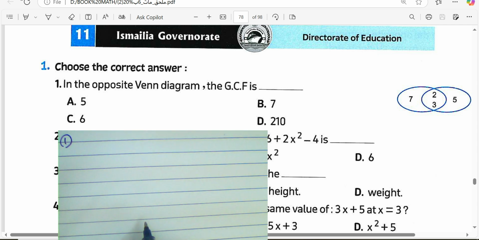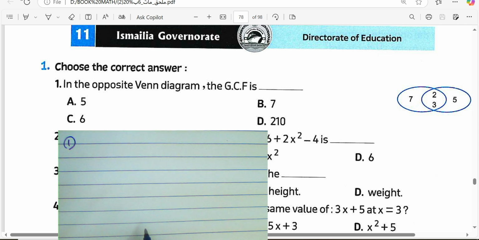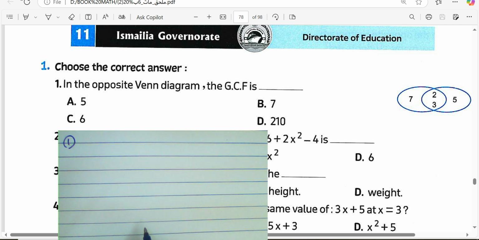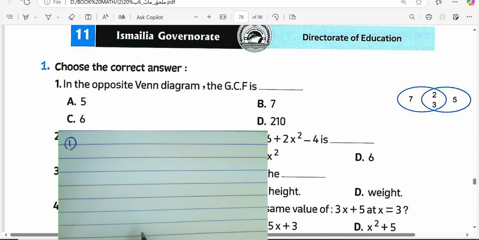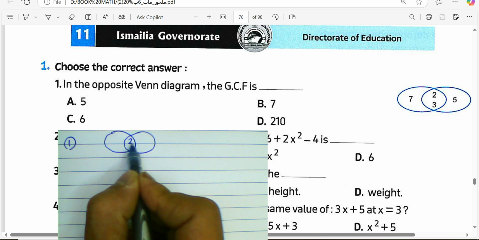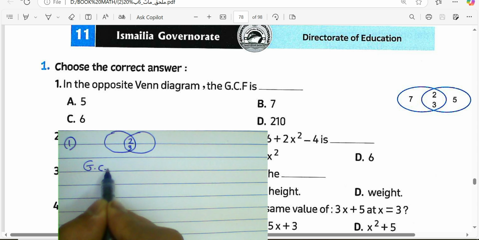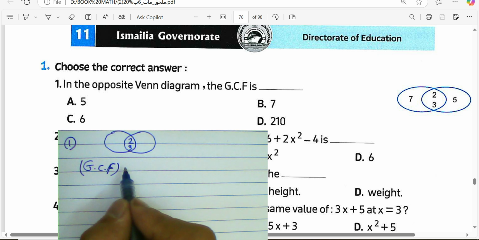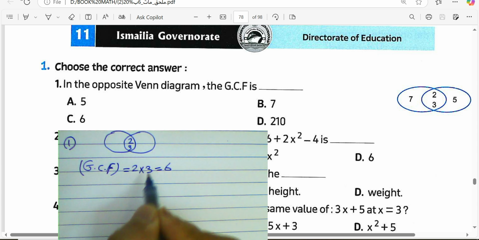Number 1. In the opposite Venn diagram, what will the greatest common factor be? We can write 2 times 3 equals 6. The greatest common factor will be 2 times 3 equals 6.